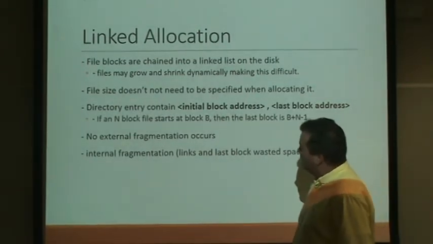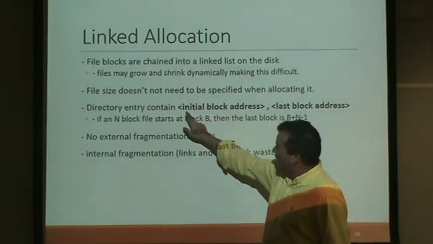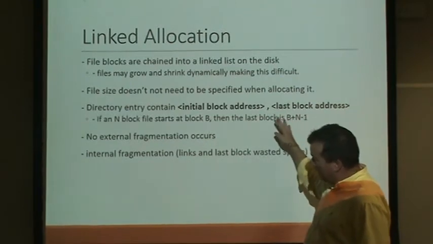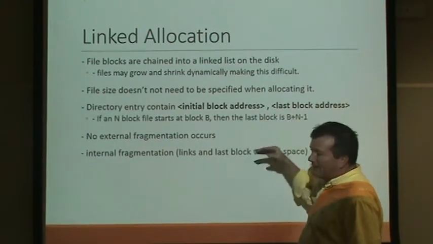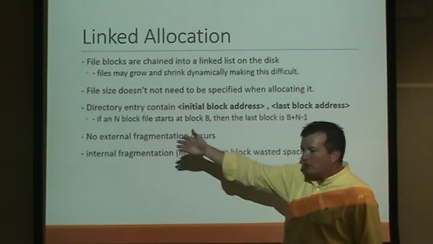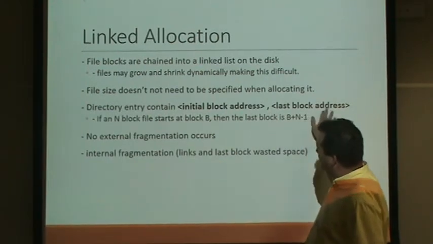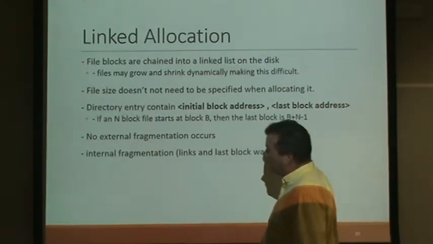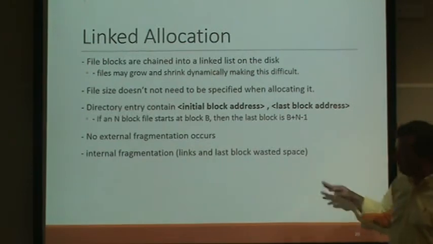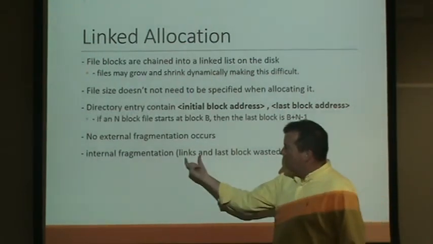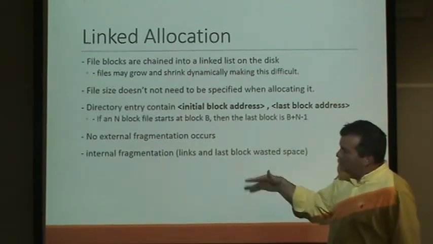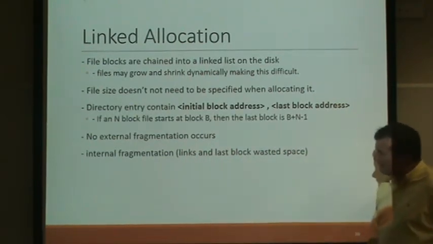So with linked allocation, we want to have the address of the initial block, and we could also have the address of the last block. That would be a good thing to have too, in case we have an application where we just append onto the end of it. Okay, and then with this, no external fragmentation occurs. There's internal fragmentation, space that is lost: the size of the links, that space we're putting on the disk drive, and some wasted space at the end of the last block.